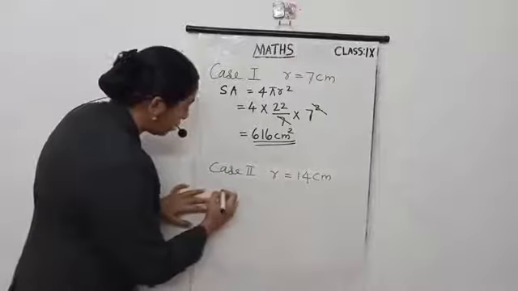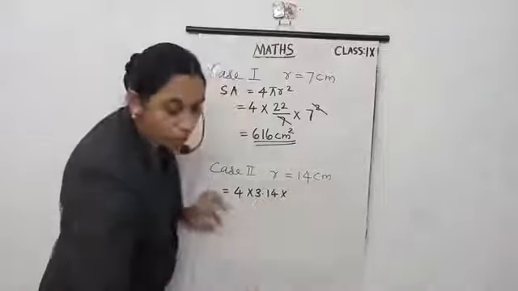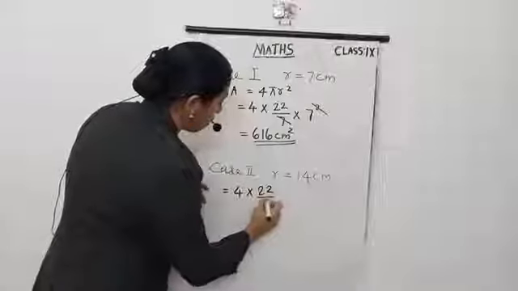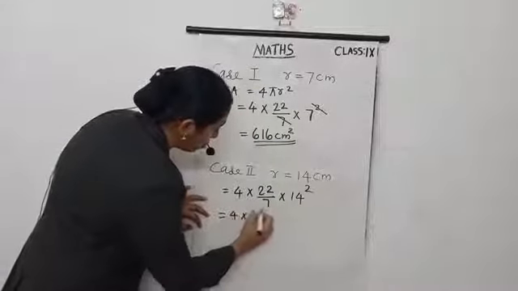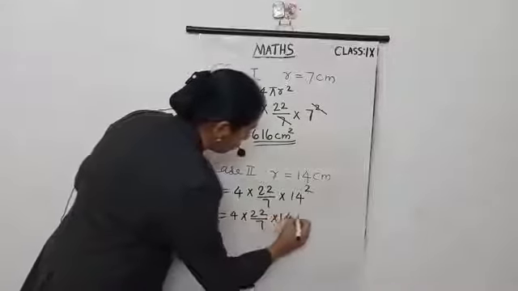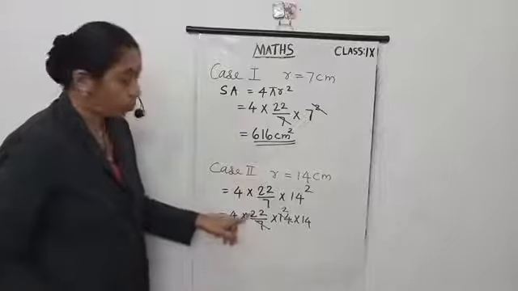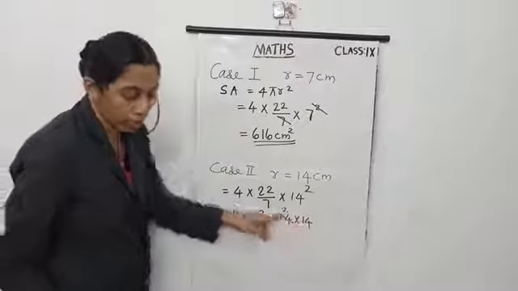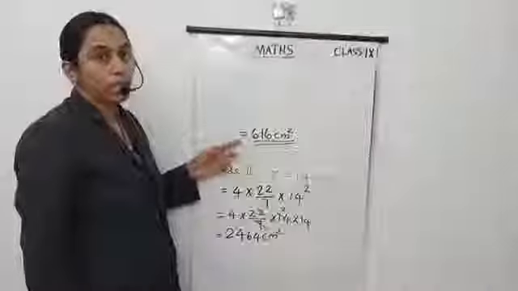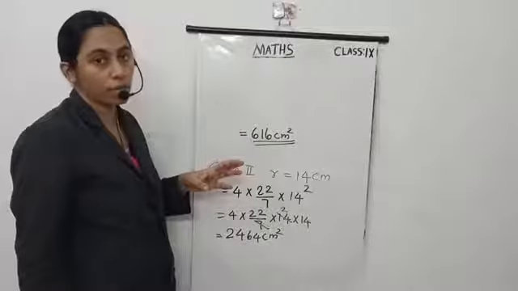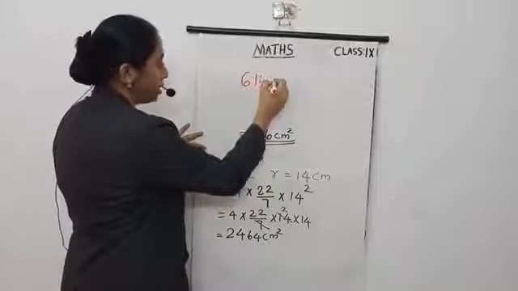Okay. So here we substitute 4 into, sorry, not 3.14, 22 by 7 into 14 square. So this is equal to 4 into 22 by 7 into 14 into 14. Then 7 twos are 14. Now multiply 4 into 22 into 2 into 14. We get 2464 centimeter square.